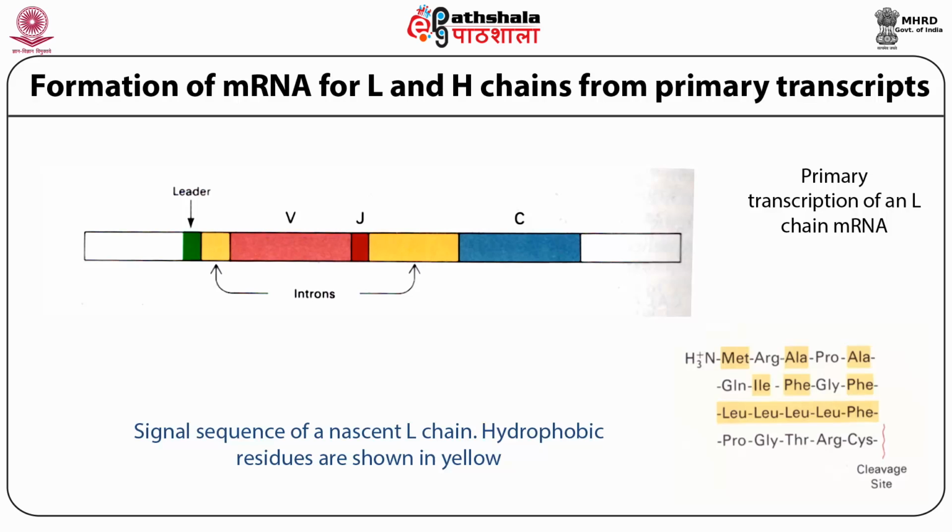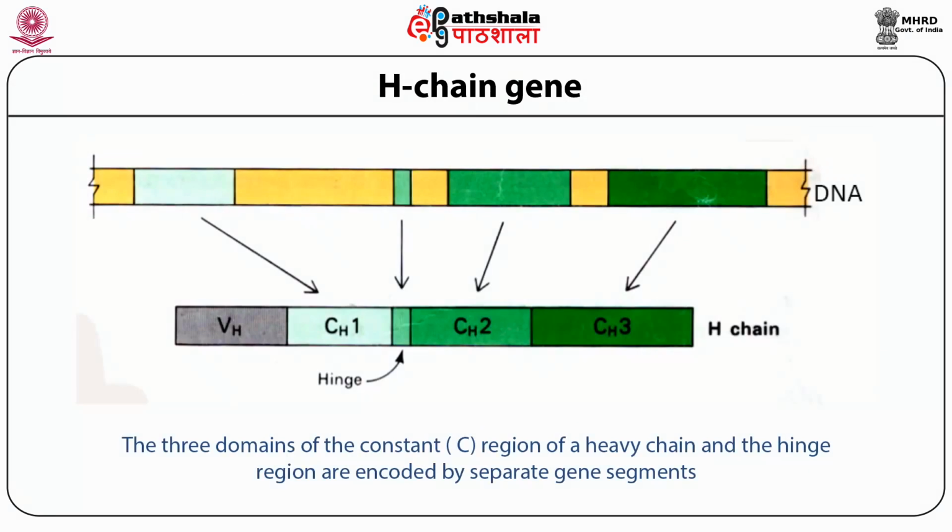As far as signal sequence is concerned, the signal sequence of a nascent L chain is shown here. As can be seen, it is rich in hydrophobic residues. Four domains of H chains are VH, CH1, CH2 and CH3.